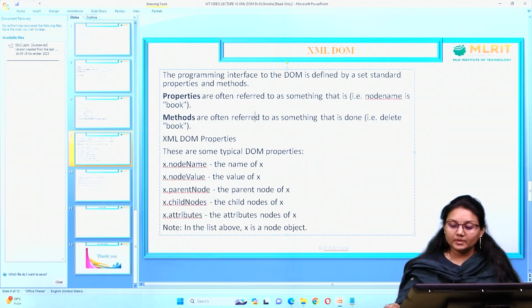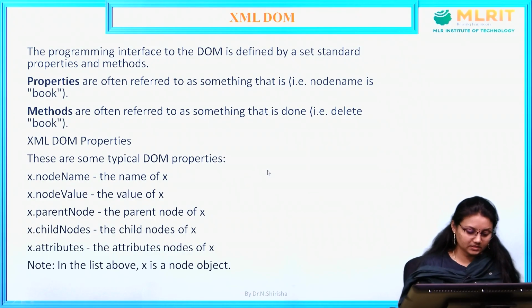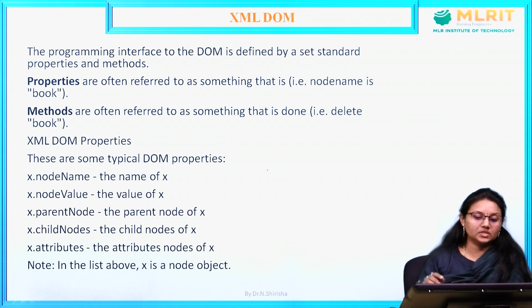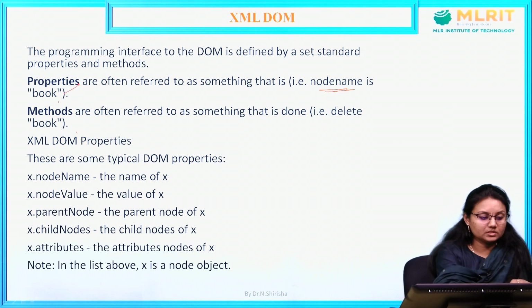Now, the programming interface for DOM is defined by a set of standard methods and properties. The properties here are often referred to as something like node name. Okay, property means, so book we are giving. Methods refer to something that is being done. So what we are using, get element by id, get is a method. So what is it that you are doing here? You are using the get methods. Like, there are some properties.